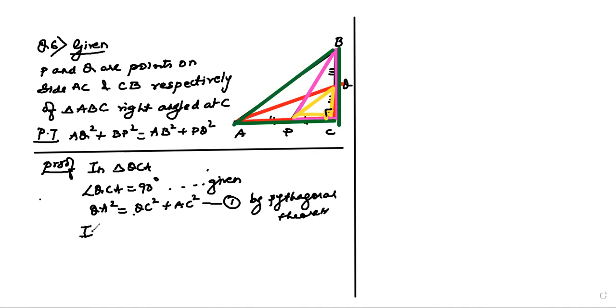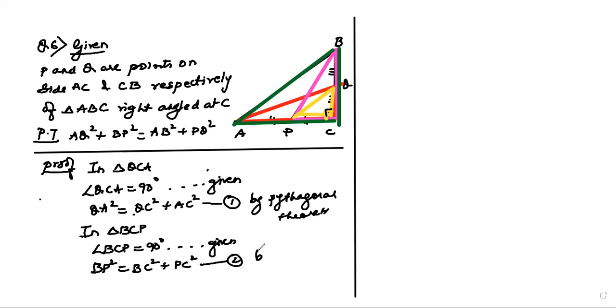So in triangle BCP, please have a look at the pink triangle, angle BCP equal 90 degrees, given to us. So what will be the Pythagoras theorem, children? BP square you want. BP square equal BC square plus PC square by Pythagoras theorem. Step number 2, by Pythagoras theorem.